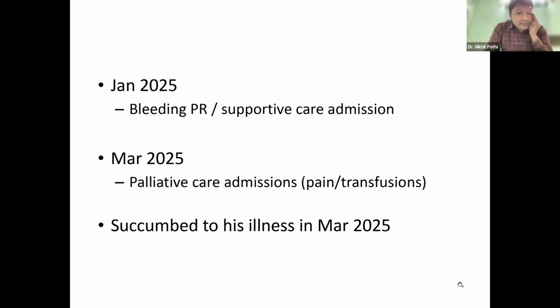So in Jan 2025, he had some bleeding issues, pain. He was needing some intermittent supportive care admissions, and he was on oral analgesic medicines. And in March 2025, he was admitted into the palliative care ward for multiple issues, and he finally succumbed to his illness in March. So what was the time when the disease was diagnosed? Somewhere around Feb 24 to March 25, so it's 1 year, sir. Almost.